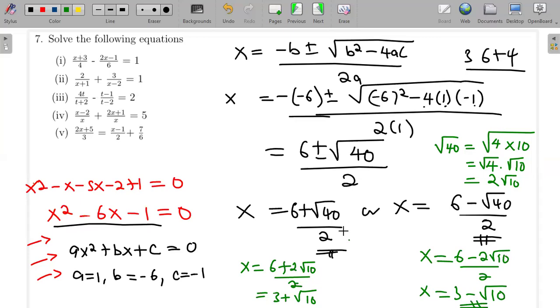So if you want, you can write these two as your answers. If you want, you can write these two as your answers. They are both correct. Okay, so that was which question now? That was part 2. Let's do part 3.